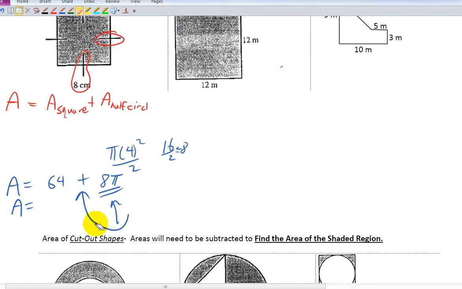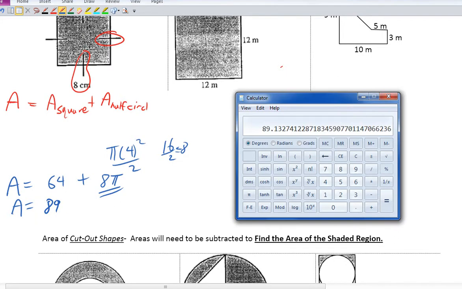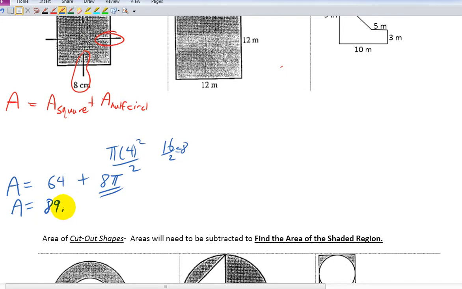So round to 1 decimal, what is it? Sorry, round to the nearest tenth. 89.1. Okay, and that's going to be centimeters squared. So 89.1 centimeters squared. Right. What do we call the second decimal place? What's the place value? Because the first decimal place is called the tenths. Oh, hundredths. Okay. What about the third? Thousandths. And usually we don't round to thousandths. Not very accurate. Okay. Good.